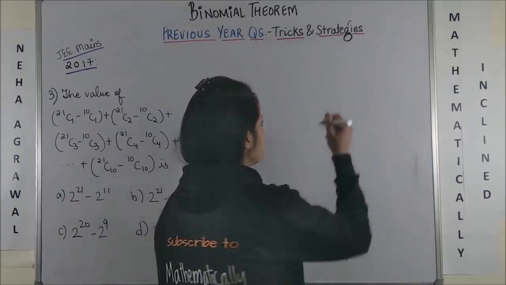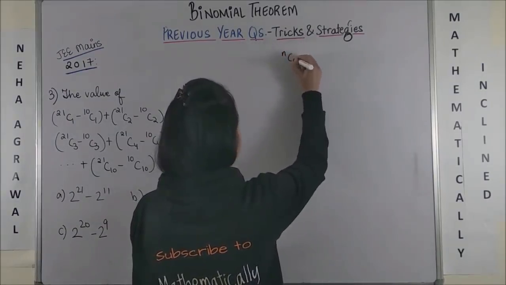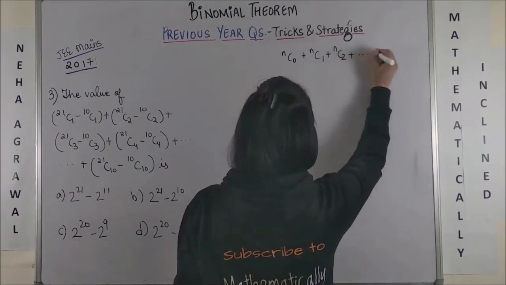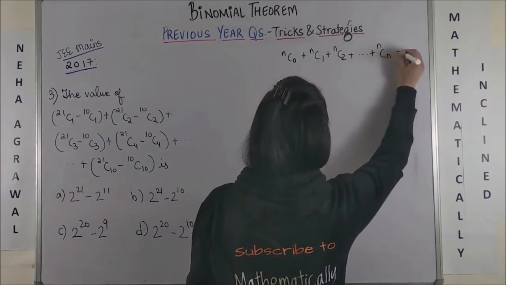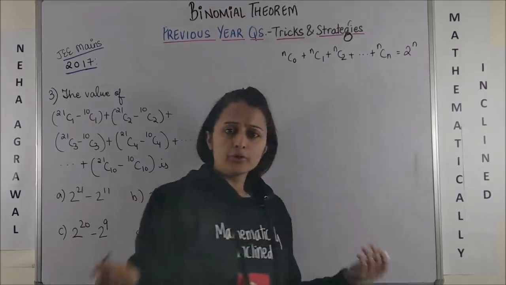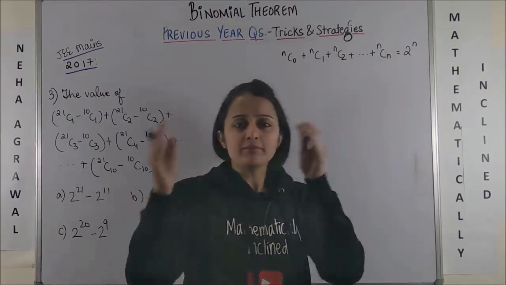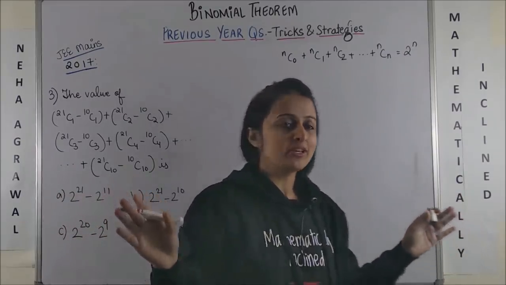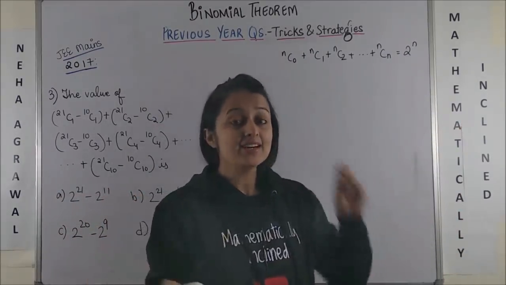Very simple. First of all, I guess we all know nC0 plus nC1 plus nC2 and so on till nCn is the same as 2 raised to power n. You don't believe me? You can write 2 as (1 plus 1) whole raised to power n and then expand using your binomial expansion. This is the answer.